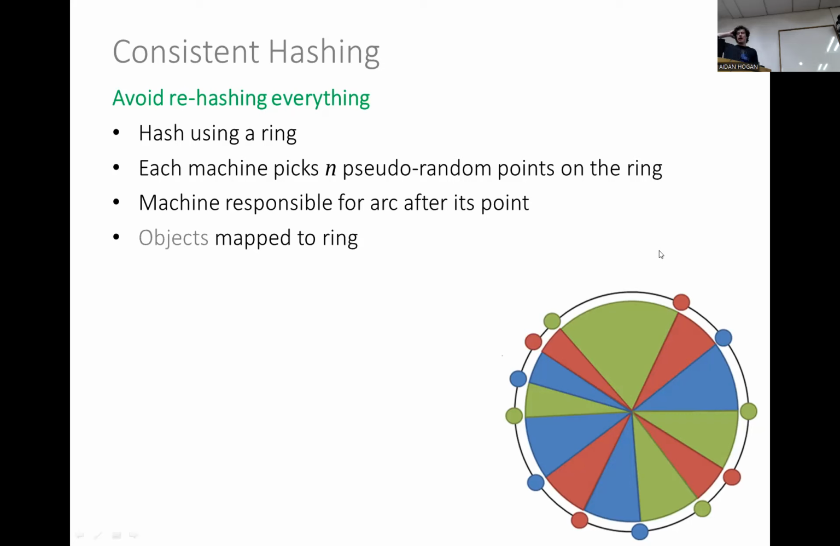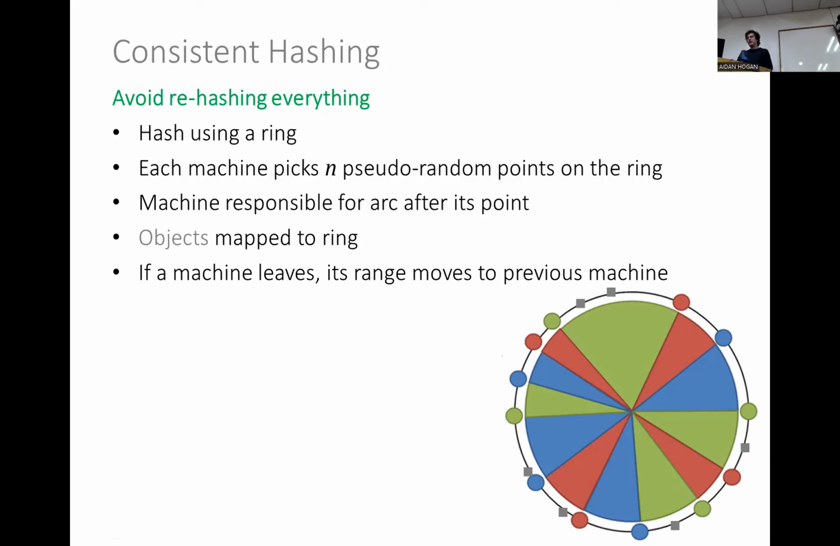So objects are then mapped to the ring. For example, the keys of our key-value pairs, we can hash them and map them to some value on the ring. These are the gray elements here. So we have 1, 2, 3, 4, 5, 6 keys, and effectively this decides what machine we're going to send the data to. So we have this one on the green machine, this one on the green machine, these 2 on the green machine. Okay, we have a lot on the green machine, this one on the blue machine, and this one on the red machine.